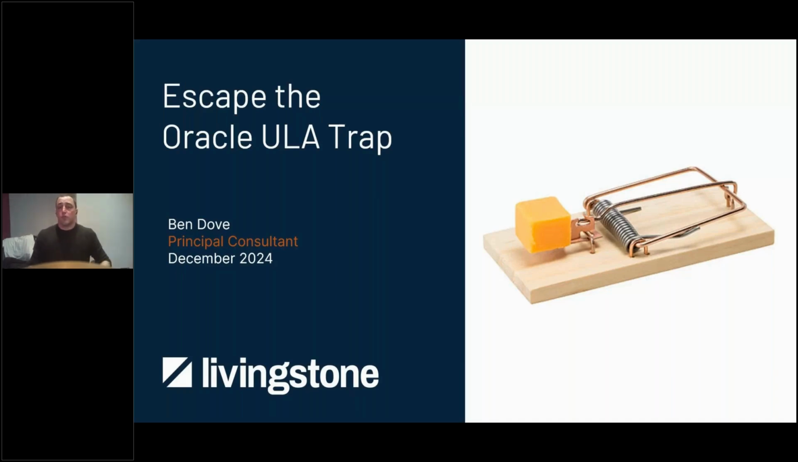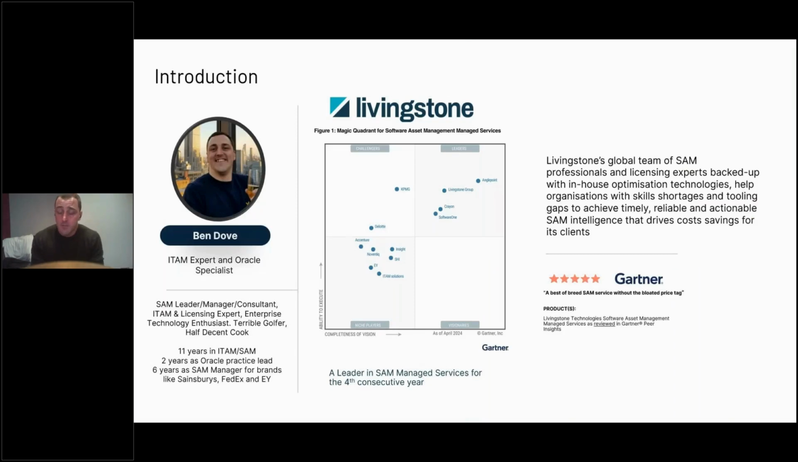Let's start. So, quick introduction to me. My name's Ben Dove. I'm a principal consultant with the Livingstone Group and Oracle SME. I've been in software asset management for over a decade, and I've been in technology for well over 20 years. I was a software asset manager at the likes of Sainsbury's, FedEx, and EY. I've specialized in Oracle for about the last 8 years or so. As I said, I work for the Livingstone Group. Livingstone are a Gartner Magic Quadrant leader in software asset management and cost optimization. So I'm sure you guys are familiar with who we are, but just putting that on there.